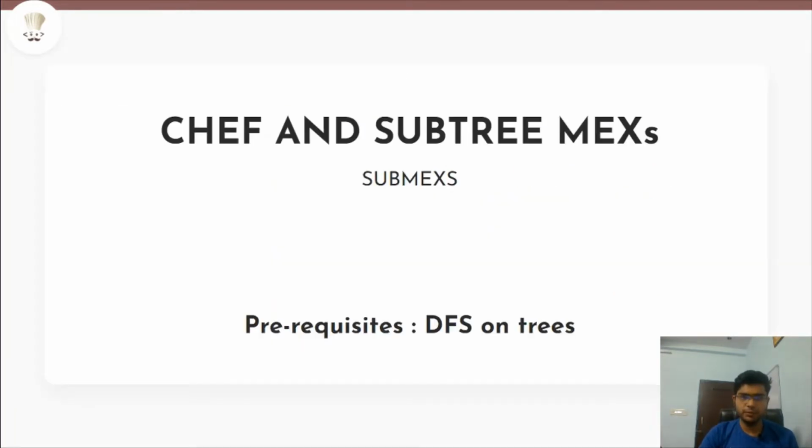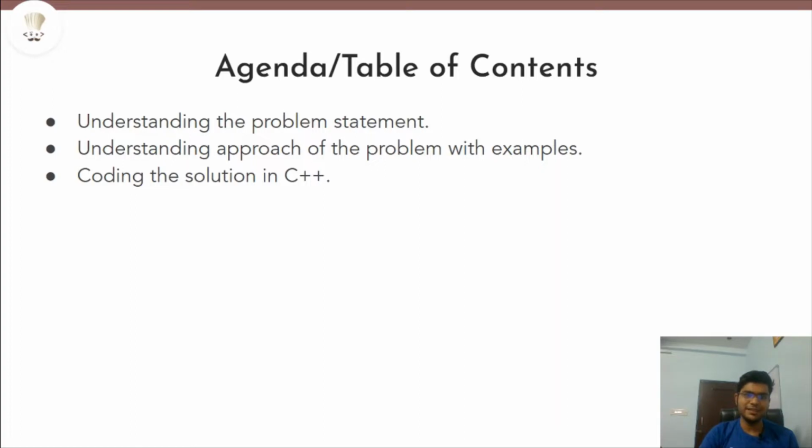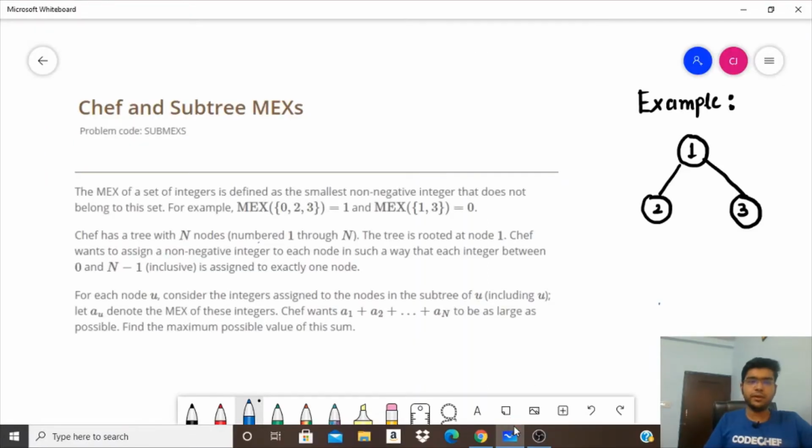So the problem that we are going to take today is Chef and Subtree MEXs. The code is SUBMEXS and the prerequisite of the problem is DFS on trees, that is depth first search on trees. So the agenda for today is that first of all we are going to understand the problem statement, then we are going to understand the approach with the help of some examples, and then we are going to code the solution in C++.